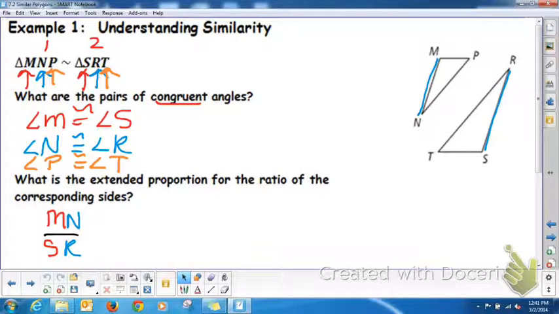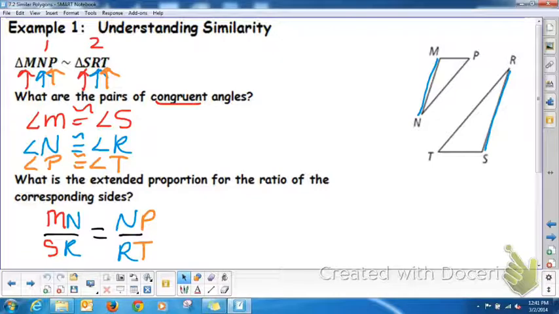Then, in my proportion, all my ratios are going to be equal. If these two triangles are similar, then that means that all of the corresponding angles are congruent and all of the corresponding sides are proportional. That's the definition of similar. So, we have our next sides, NP, and that is corresponding to RT. So it's RT. And then what's the last one?